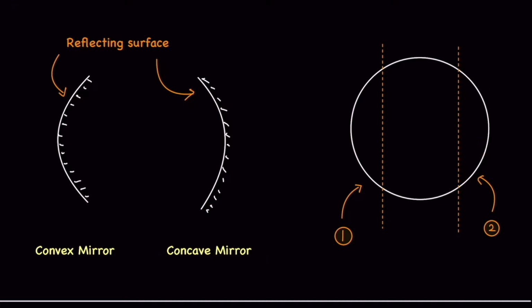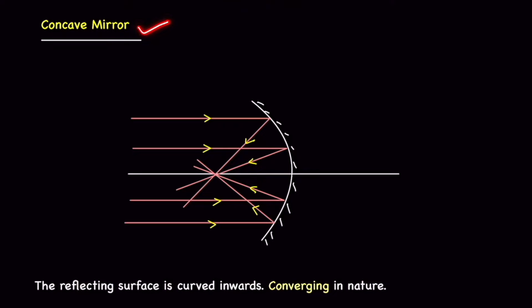So you see that a convex mirror is bulging out, meaning it's going in the outward direction, and a concave mirror is bulging in, it's moving in the inward direction. So based on that, we can differentiate concave and convex mirror. In concave mirror, as you see, this is a diagram here. In this diagram, when we are taking a concave mirror, it's bulging in.